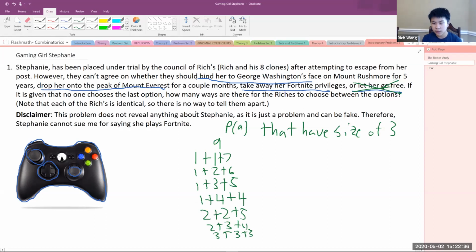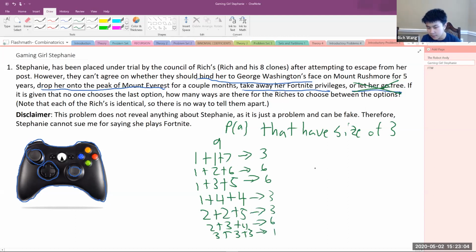So as a result, there are ways to order them. For example, if 6 people choose taking away Stephanie's Fortnite privileges, that's different from 6 people choosing to bind her to George Washington's face on Mount Rushmore. So for the first case, we can see that there's 3 possibilities. Here there are 6 possibilities, 6 possibilities, 3 possibilities, 3 possibilities, 6 possibilities, and lastly, 1 possibility.